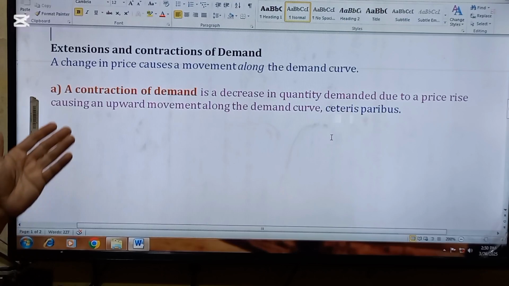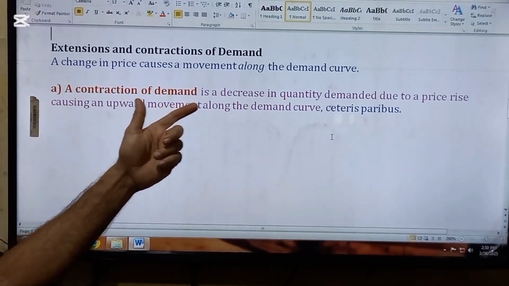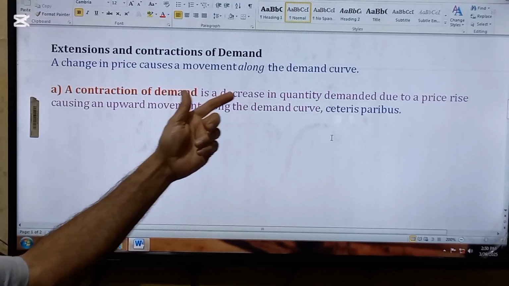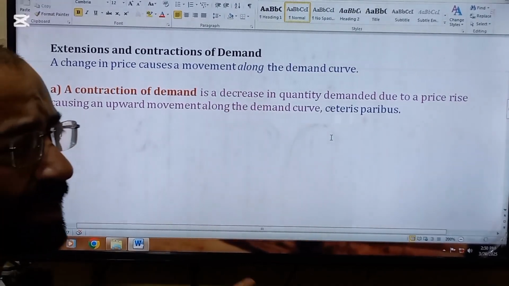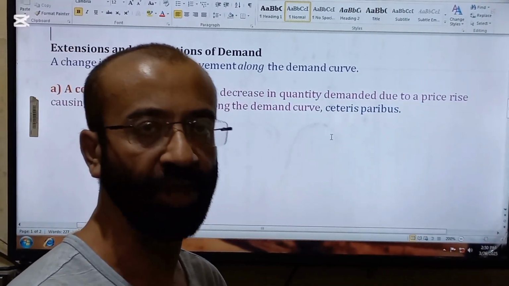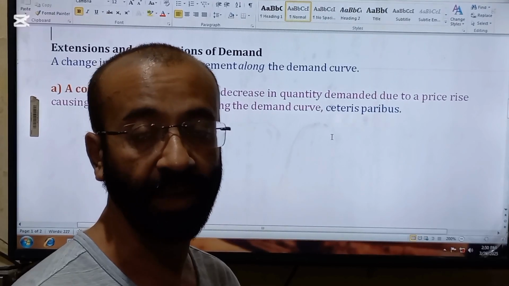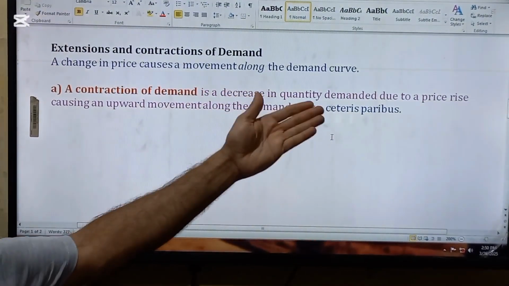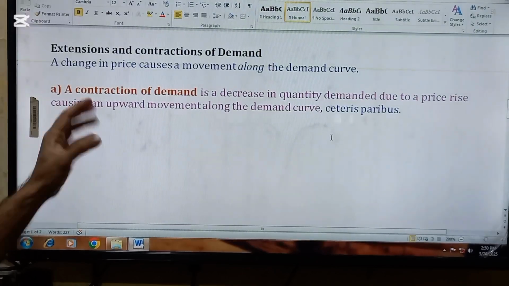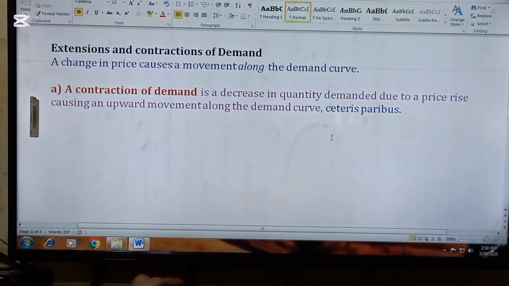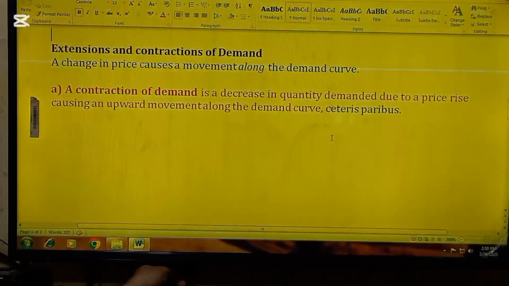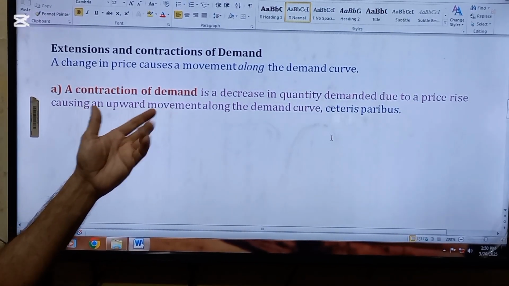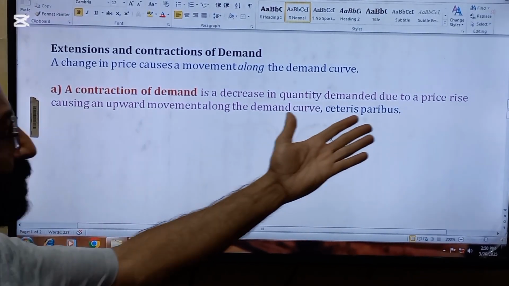Okay beta, new topic is extensions and contractions of the demand. A change in the price causes a movement along the demand curve. So beta, this is quite obvious that when there is a change, maybe a rise in the price or a fall in the price, definitely there is movement along the demand curve. The first topic we are going to study is contraction of the demand. The word contraction stands for demand being reduced when the price is increased.